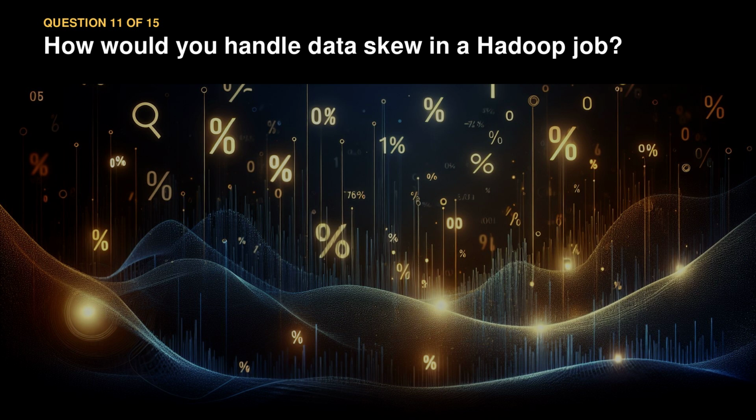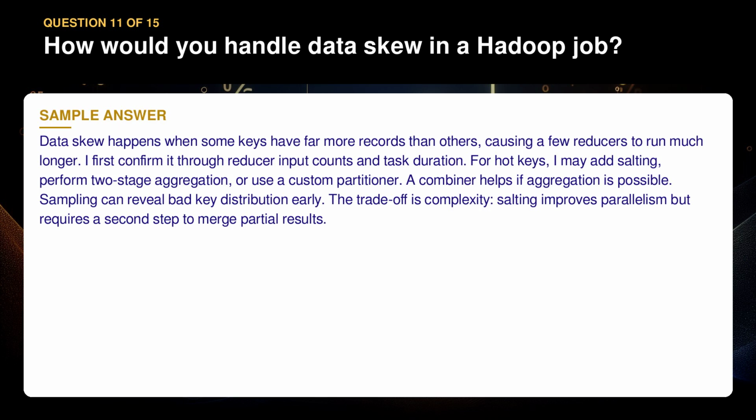Question 11. How would you handle data skew in a Hadoop job? Data skew happens when some keys have far more records than others, causing a few reducers to run much longer. I first confirm it through reducer input counts and task duration. For hot keys, I may add salting, perform two-stage aggregation, or use a custom partitioner. A combiner helps if aggregation is possible. Sampling can reveal bad key distribution early.